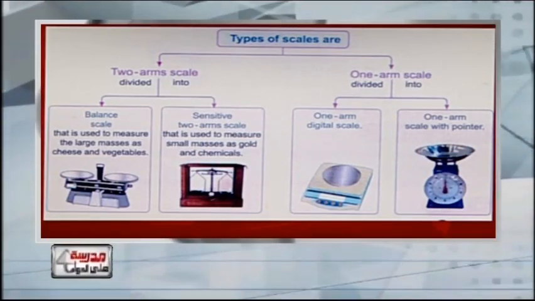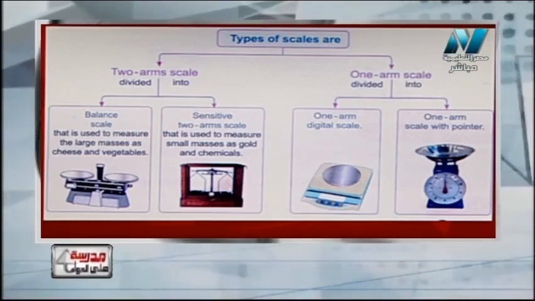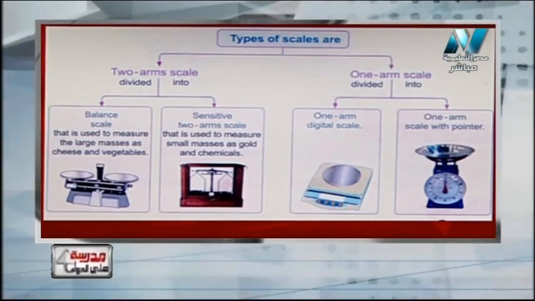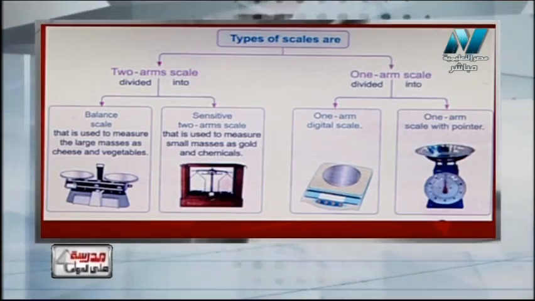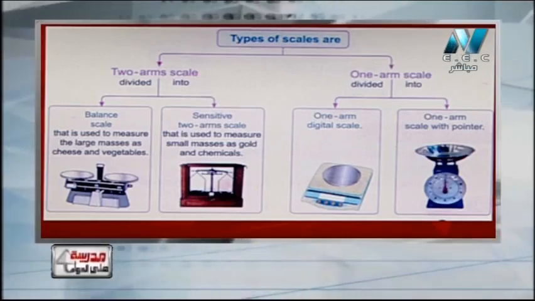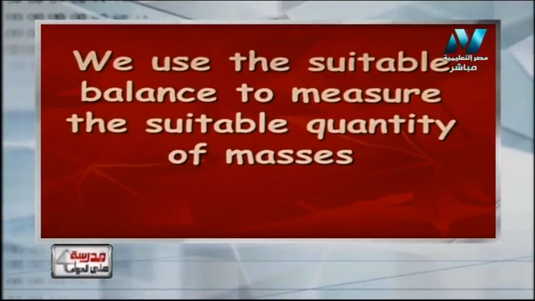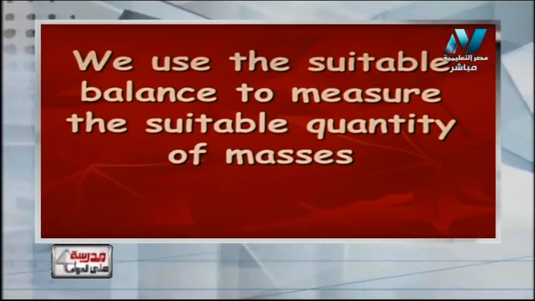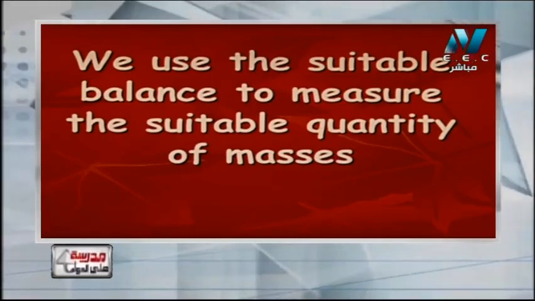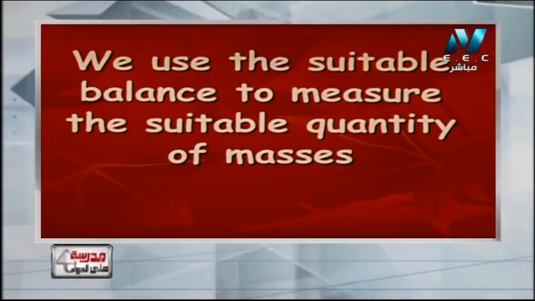Common balance or balance scale, sensitive two arm scale, digital one arm scale, and at last one arm scale with a pointer. So now, a very important note: we use the suitable balance to measure the suitable quantity of masses. بستخدم الكمية المناسبة أو الميزان المناسب للكمية المناسبة.